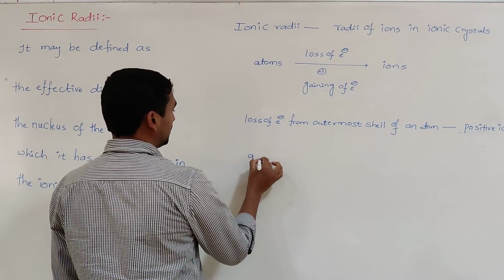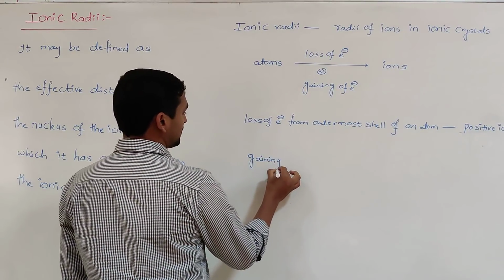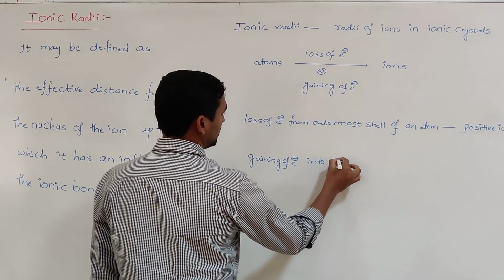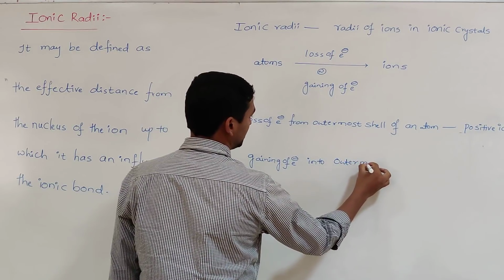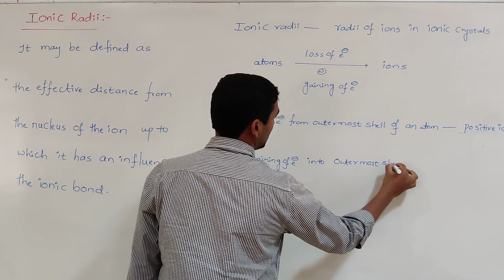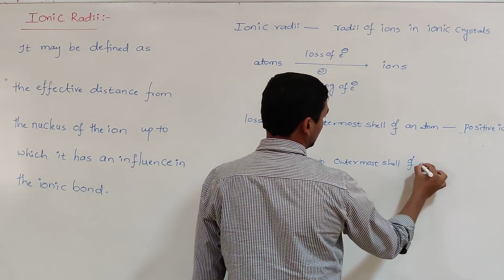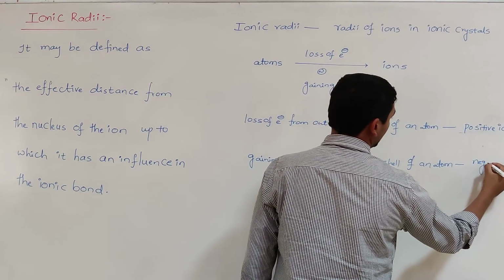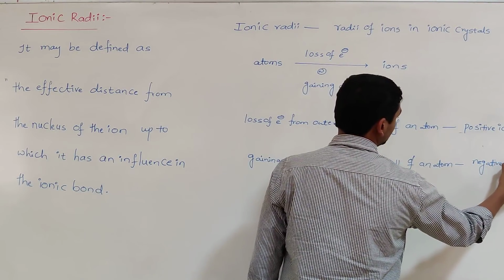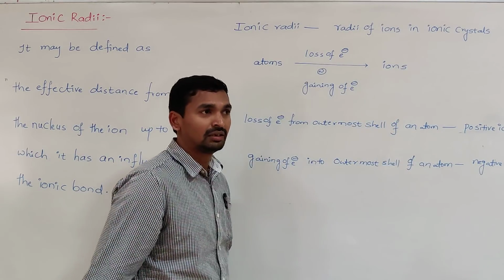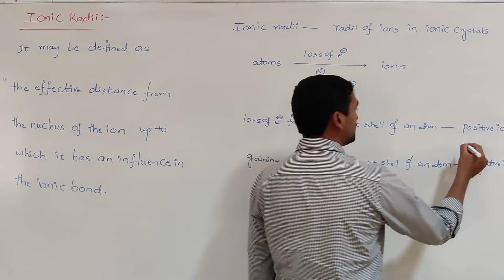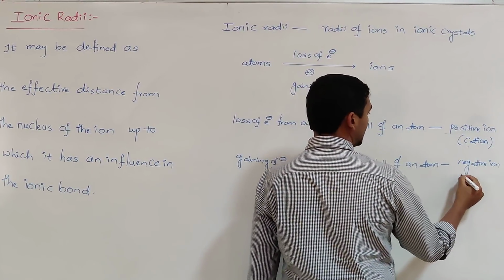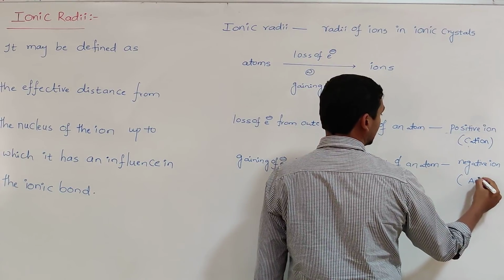Gaining of electrons into the outermost shell of an atom results in a negative ion. Generally, the atom which carries a positive charge is called a cation, and the one which carries a negative charge is called an anion.